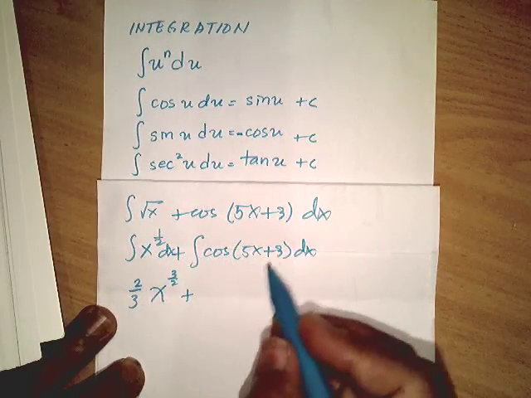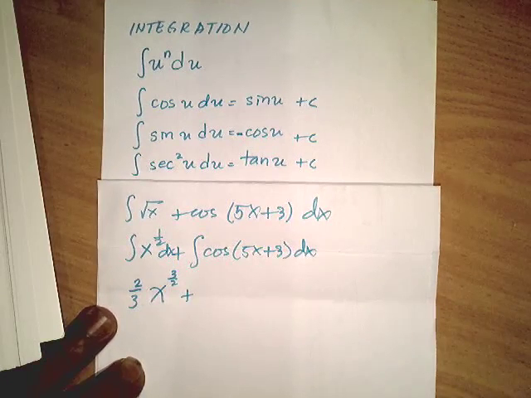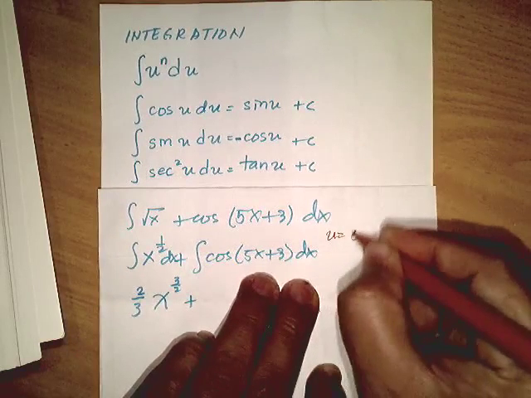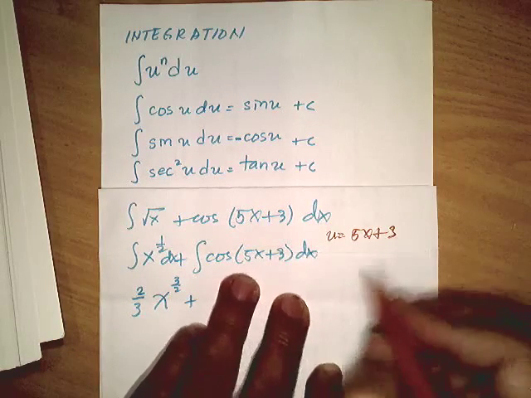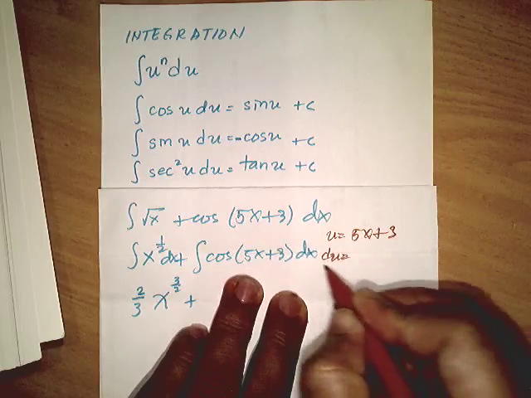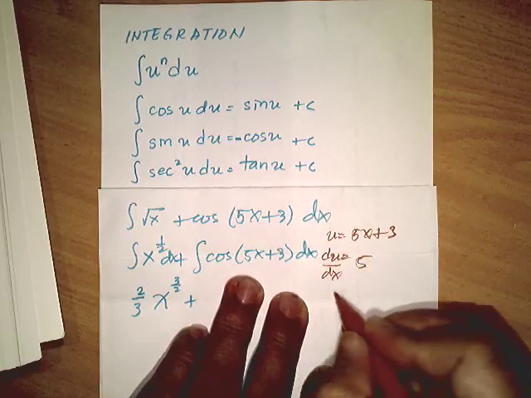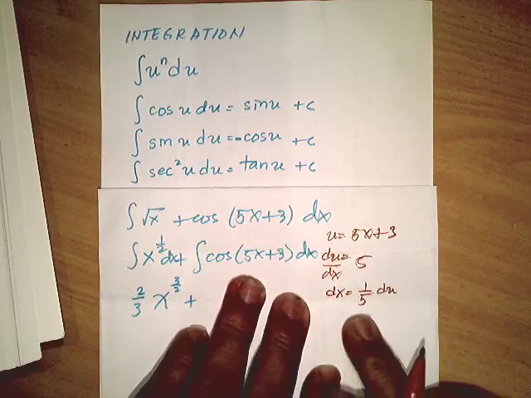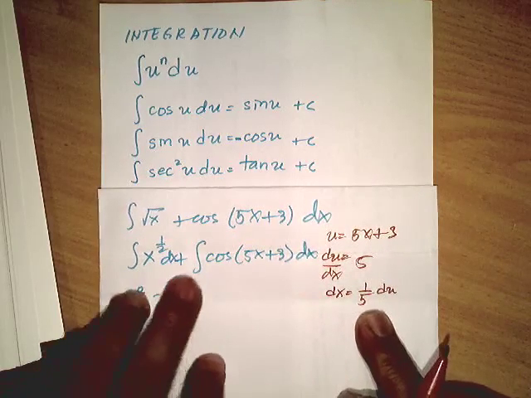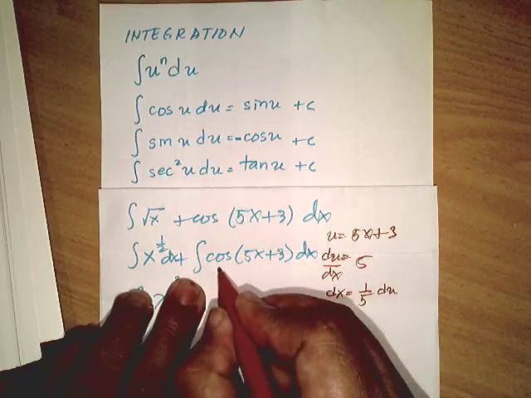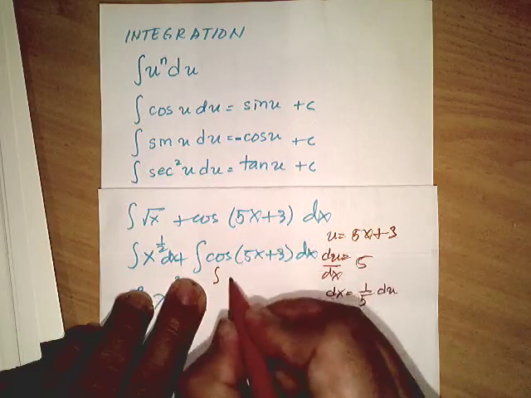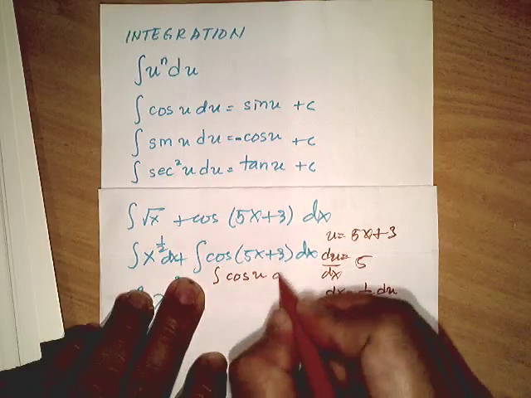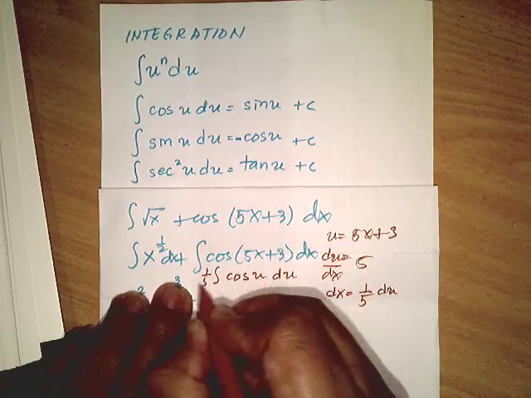Here your u is 5x plus 3. Let's do that one step by step. Your u is 5x plus 3, your du with respect to x is 5, therefore your dx is 1/5 du. So if your dx is 1/5 du, this question becomes, I will write it using this brown pen, cosine of u, and your dx is 1/5 du, 1/5 there.